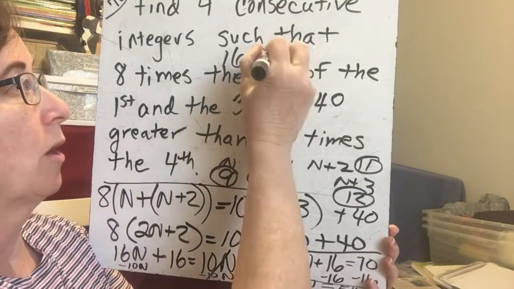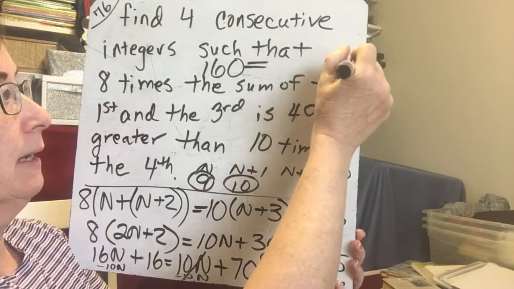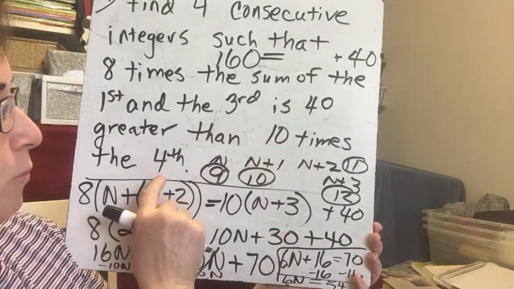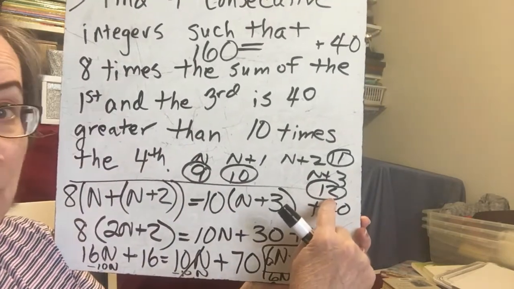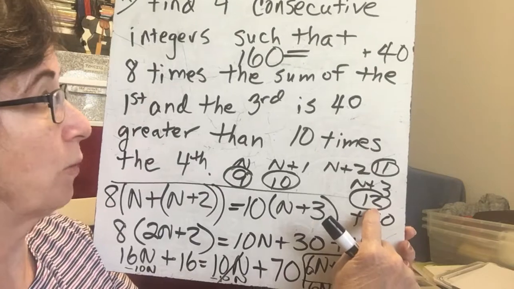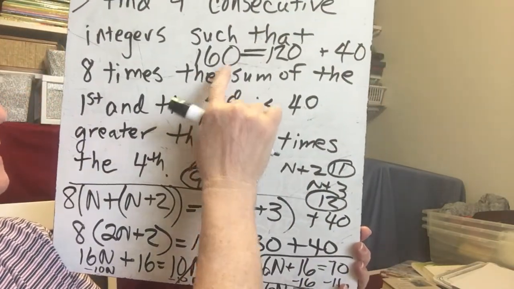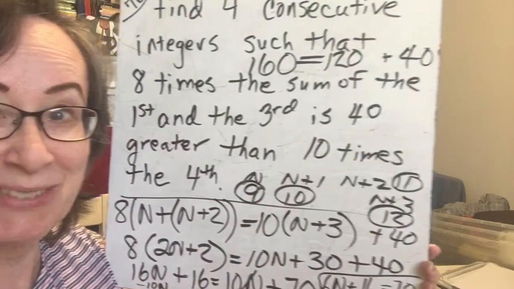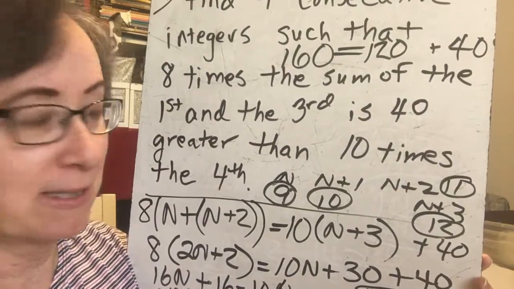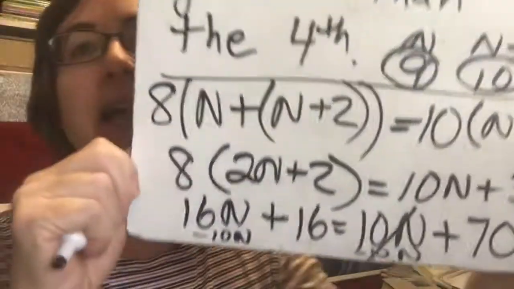Okay, so is that equal to 40 more than 10 times the fourth number? Well, 10 times the fourth number would be 10 times 12, which would be 120. So is 160 equal to 120 plus 40? It is. Our check works, and our numbers are 9, 10, 11, and 12. So that's a lot of work.